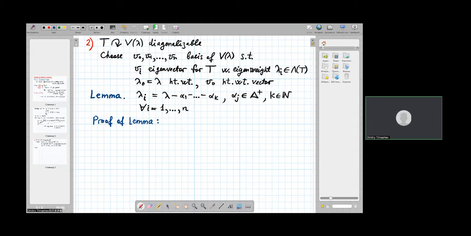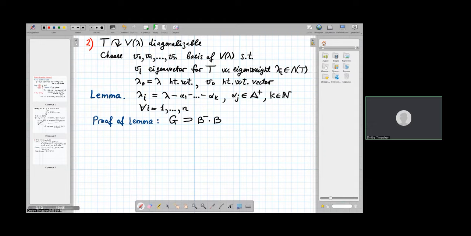Okay. So how to prove the lemma? Let me remind you that this connected reductive group G contains an open cell, the open big cell, which is just the product of B minus, the opposite Borel subgroup, with B.